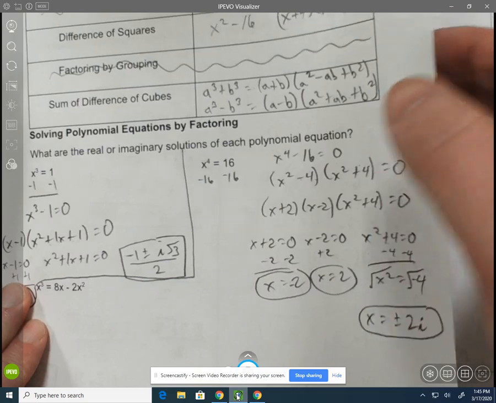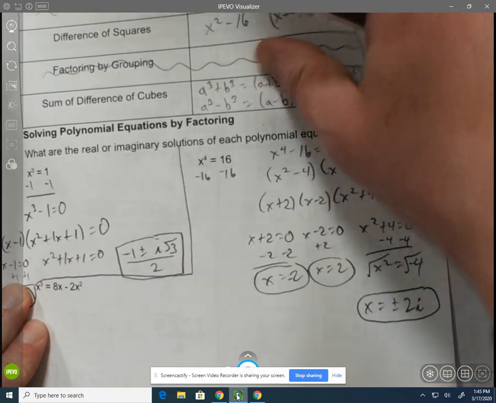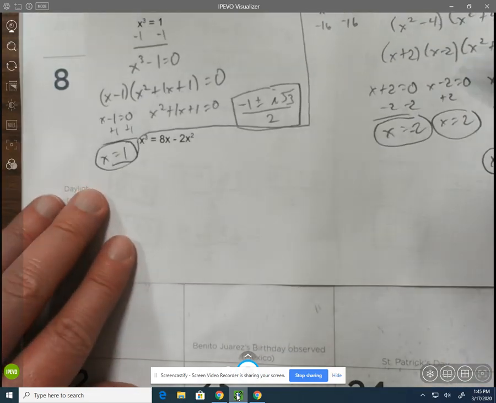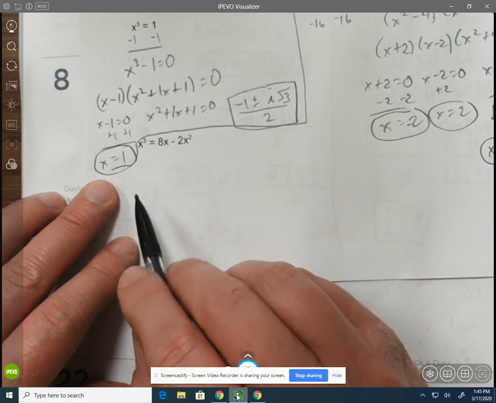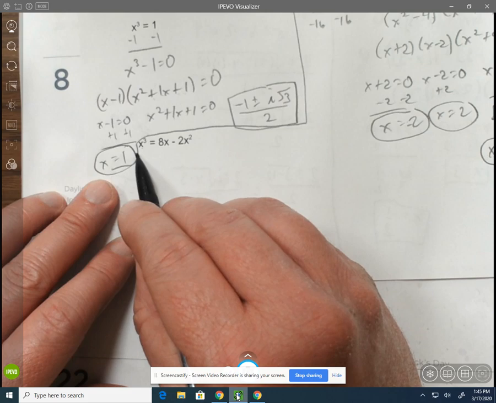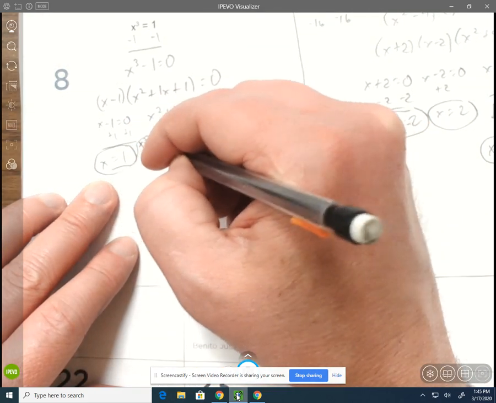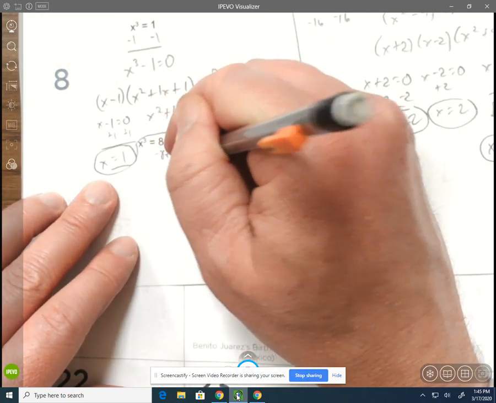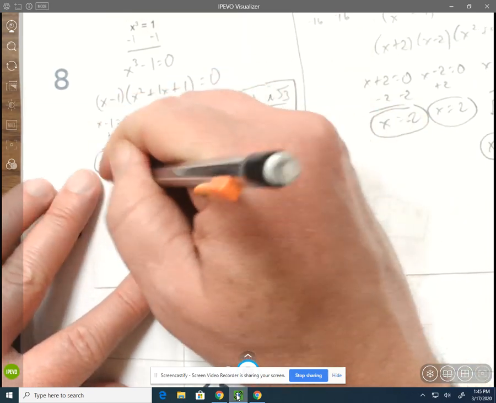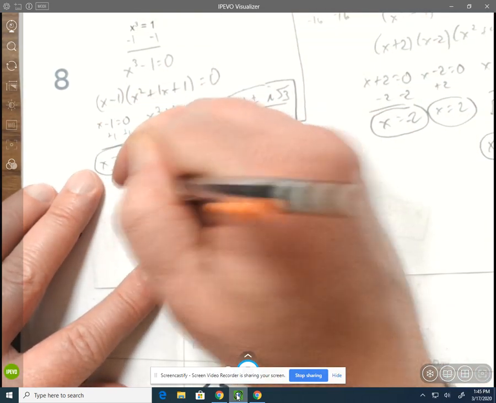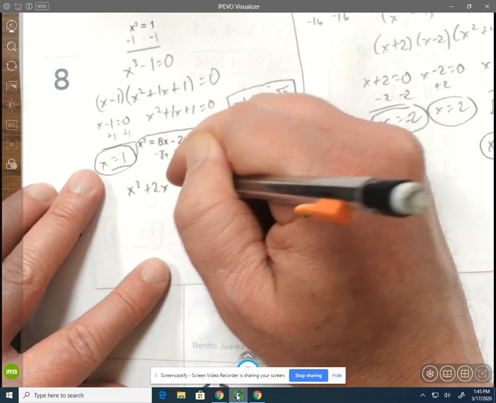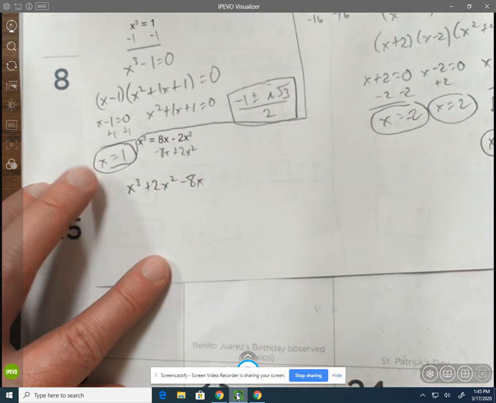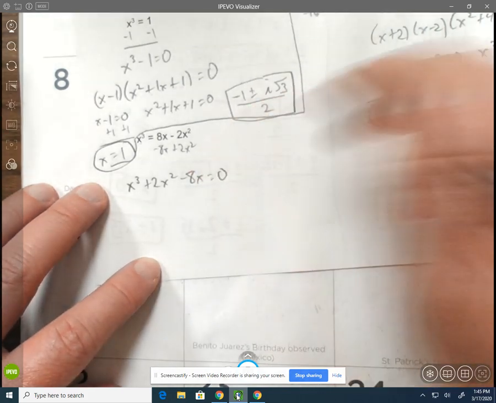And then finally, just another one to solve here by factoring. Again, I'm going to get it equal to 0. And the one that has the highest power, I like to leave with a positive coefficient. So rather than subtracting x cubed, I'm going to subtract 8x and add 2x squared. And I'm going to do that to both sides. So that's going to give me x cubed. And writing it in standard form, I get plus 2x squared minus 8x. And it still equals 0 here.